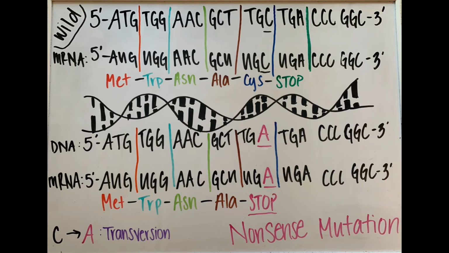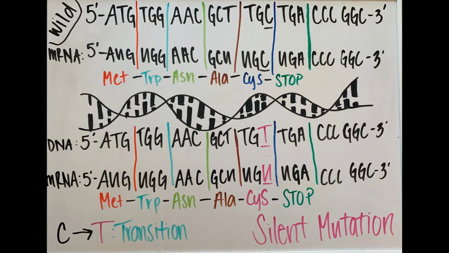So for this nonsense mutation, a nonsense mutation is a change of a normal amino acid codon for a stop codon. So I changed the C to an A in cytosine in the wild type and then translated it to mRNA, which gave me UGA, which codes for the stop codon. So we have a stop codon where the cytosine used to be. So since I changed it from a C to an A, it's going from a pyrimidine to a purine, causing transversion.